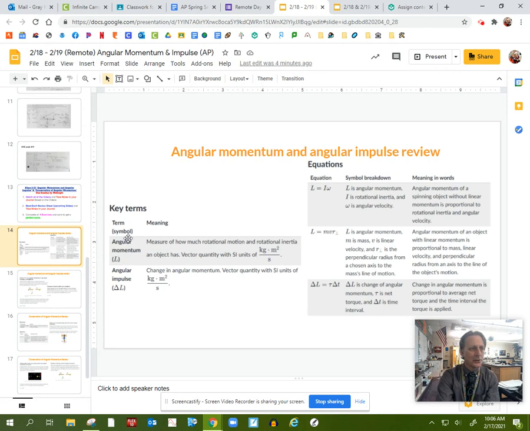So as far as angular momentum and angular impulse, I went ahead and defined the key terms here. So notice angular momentum is like regular linear momentum. That one had the letter P. We give this letter L. And then we also have this idea of change of momentum right here. So notice change of L.